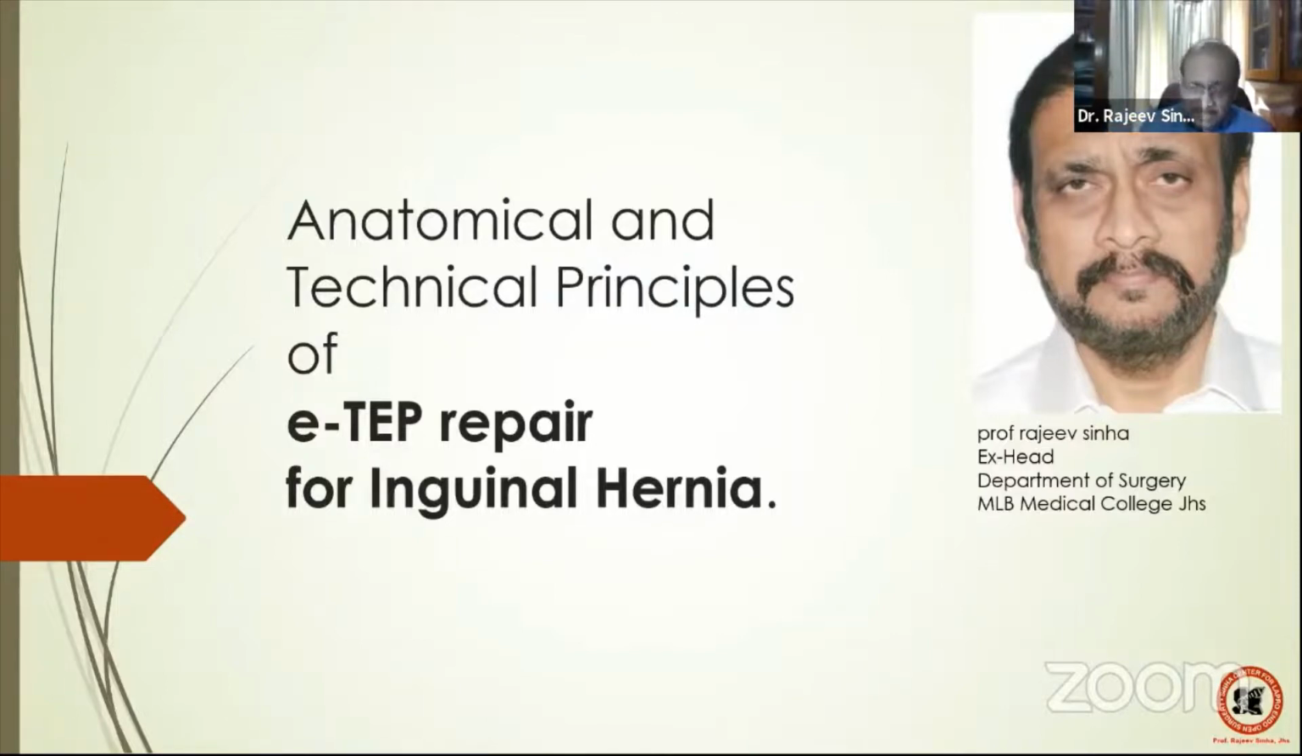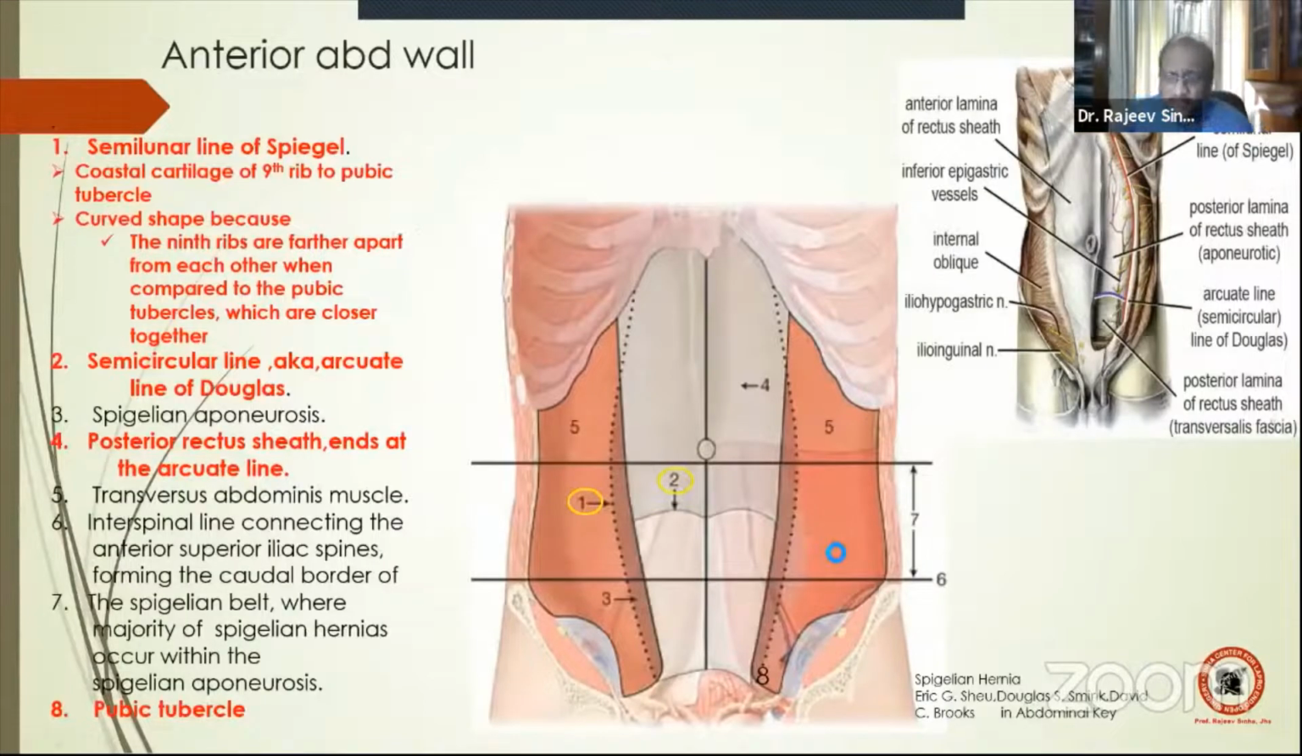But as far as I'm concerned, I'm talking to myself. The moment I started doing E-TEP and I had done the first 3 or 4 cases, I was so happy with this procedure that I've minimized doing TAPP, and now the majority of my inguinal hernia patients are being tackled by the E-TEP repair. So why this? Let's see what the anatomical principles behind the E-TEP repair are. Because you have to understand certain things about the abdominal wall before you understand what E-TEP is all about.